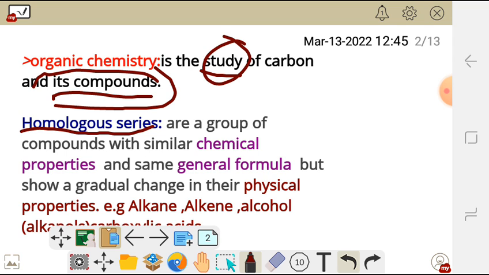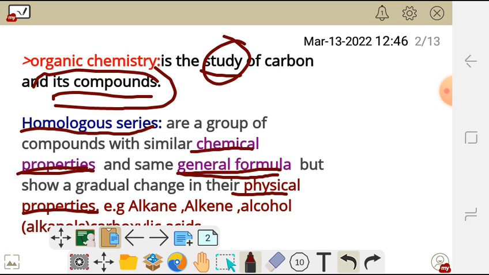Homologous series, by definition, are a group of compounds with similar chemical properties and the same general formula, but which show a gradual change in their physical properties.